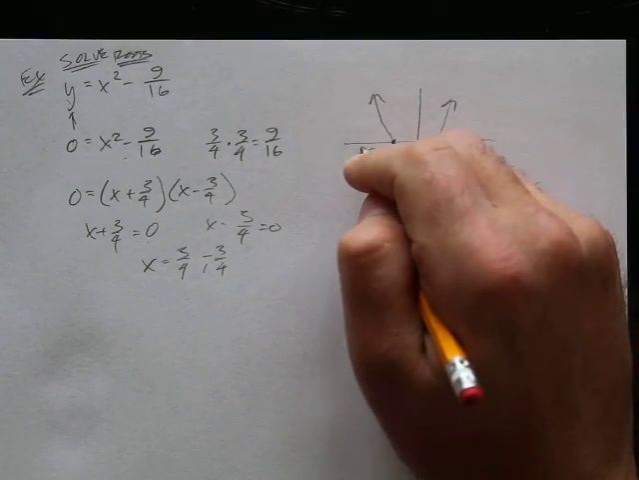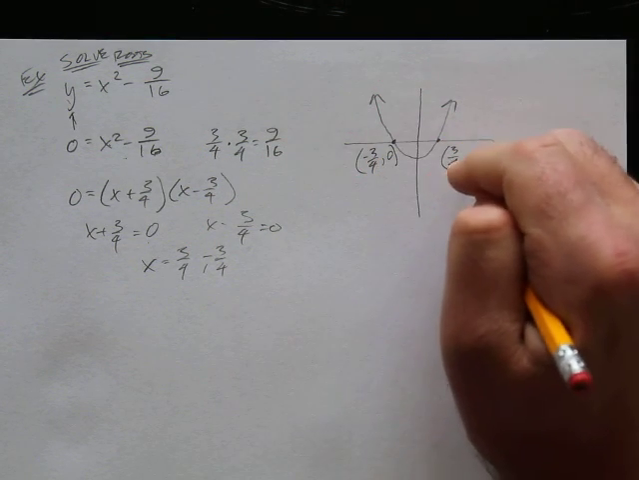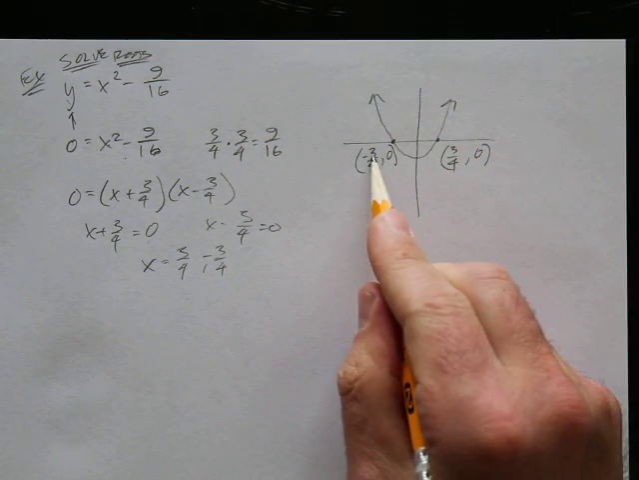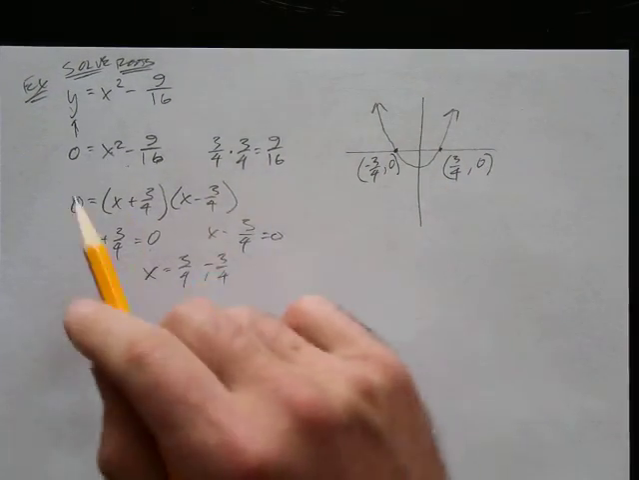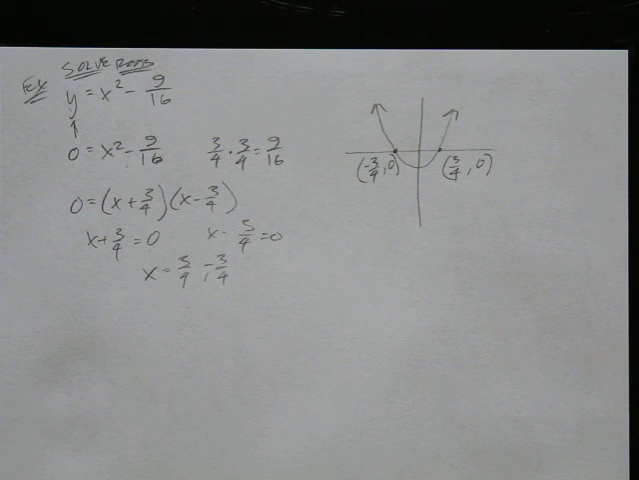So this would be, let's make the point here. This would be here. So this is the point, negative 3/4, 0, positive 3/4, 0. I think there's one on the homework that looks very, very similar to this.